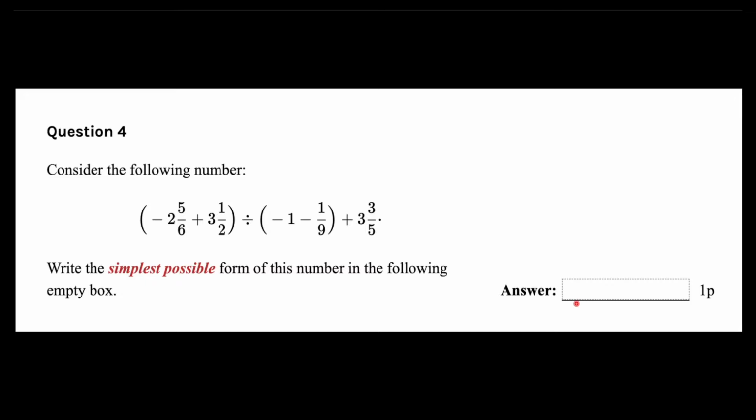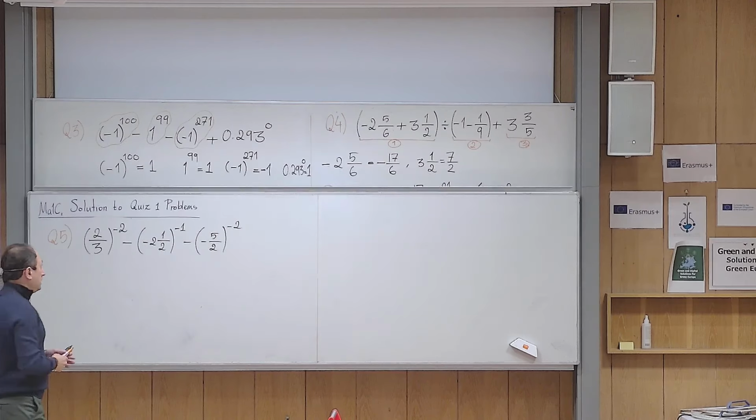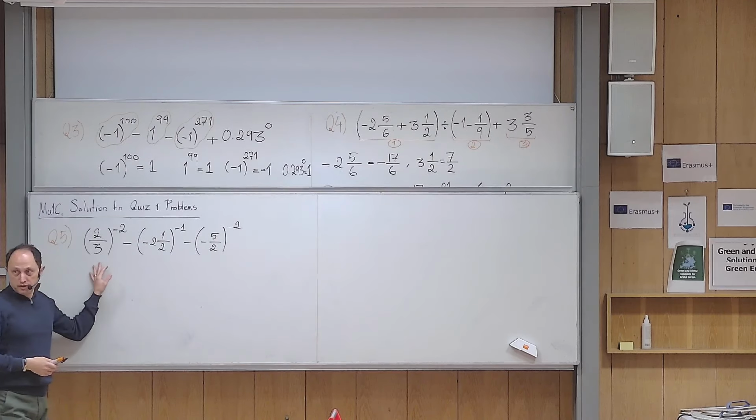Okay, so now let us go to the next question. Question number 5. Consider the following number. Simplify this number and write a final answer in decimal form in the following empty box. Okay, so let me write it on the board so that we can do it together. Okay, so let me see if I have written everything right.